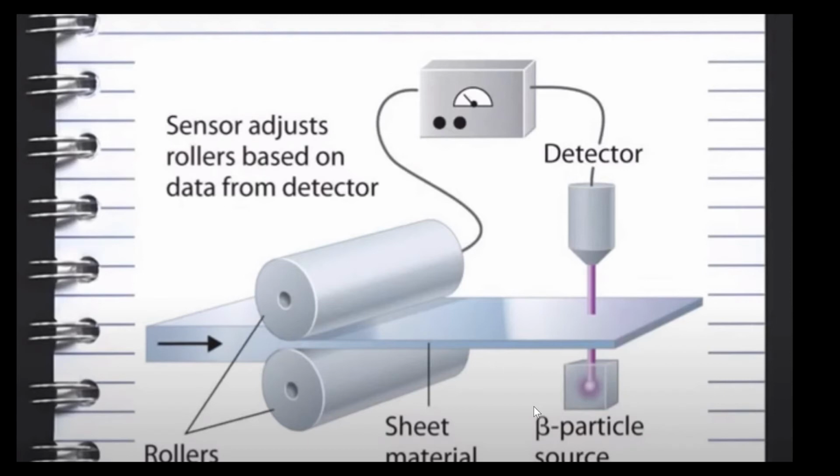Therefore, beta is perfect because the amount of beta that makes its way through or penetrates through is inversely proportional to the thickness of the paper or the aluminium. In other words, the thicker the paper, the less beta gets through. Gamma would just go straight through. It wouldn't be affected by thickness.